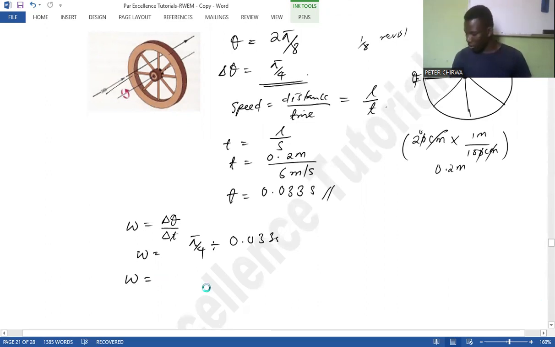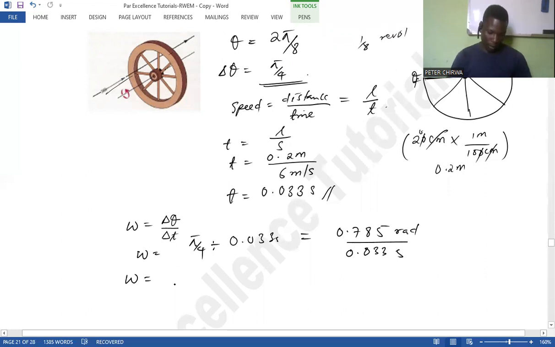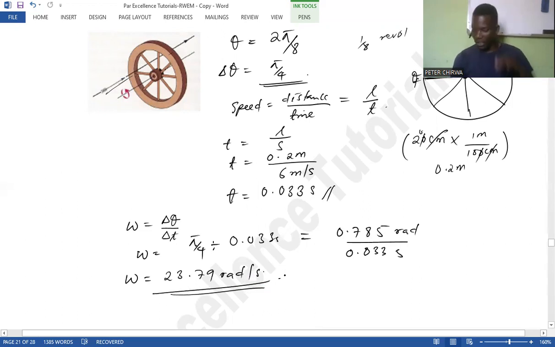So angular displacement is going to be, so here we have 0.785. So this is in rad, of course, over 0.033 seconds. So we have 23.79 rad a second. So this should be the angular speed of the wheel for the arrow at that speed, 6 meters per second, to pass through the two spokes.